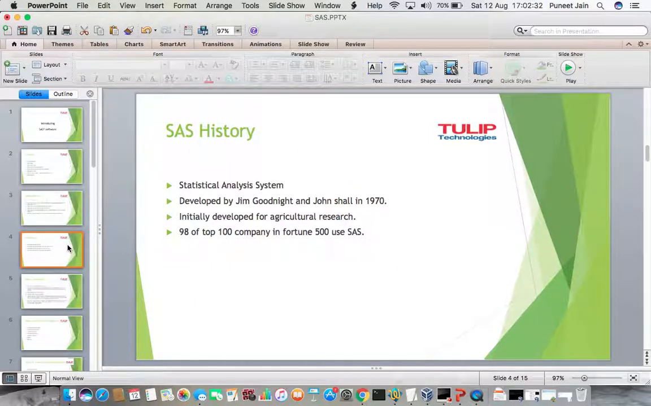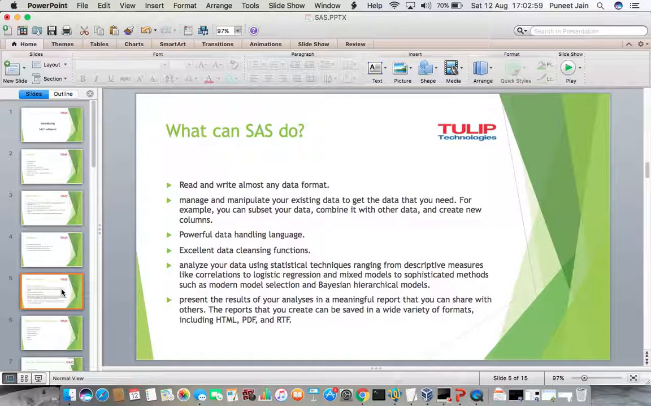Now, what about SAS history? SAS was developed by Jim Goodnight and John Sall in 1970, and it was initially developed for agriculture research purposes, so that they could derive what kind of cultivation should be done in the United States, right? Later on it evolved, and from 2002 till 2011, 98 out of 100 Fortune 500 companies were using SAS.